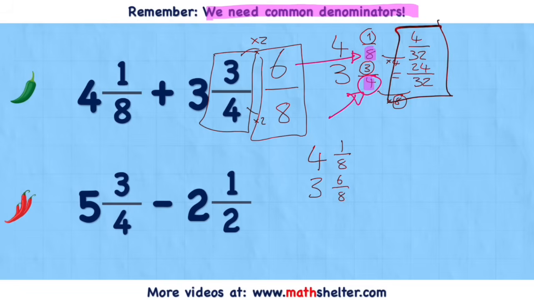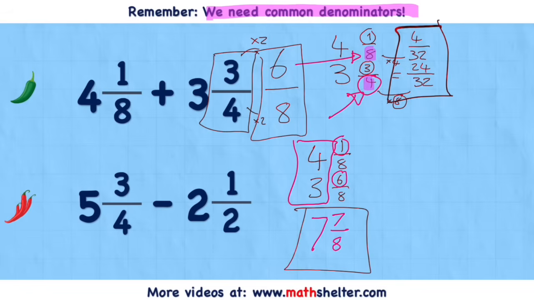Now when I add this up, I can just add up my whole numbers. I have 4 and a 3, leaves me with 7. And I know I'm going to end up with 8ths, because when I'm adding 8ths together, I end up with 8ths. 1/8 plus 6/8 will always give me something 8ths. Now I can just add up my numerators. 1 and 6 leaves me with 7. So my final answer is 7 and 7/8.